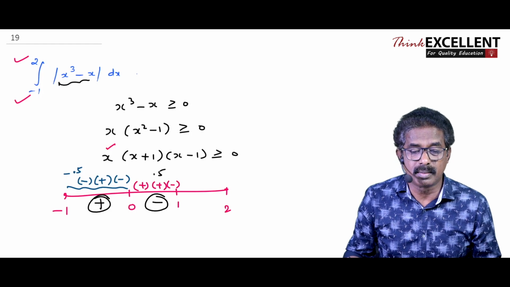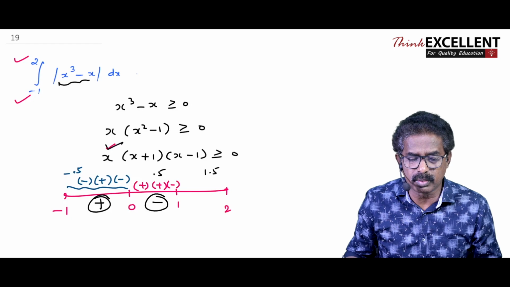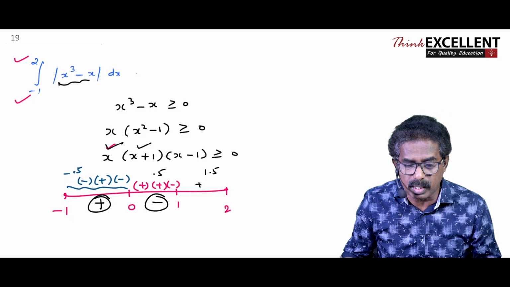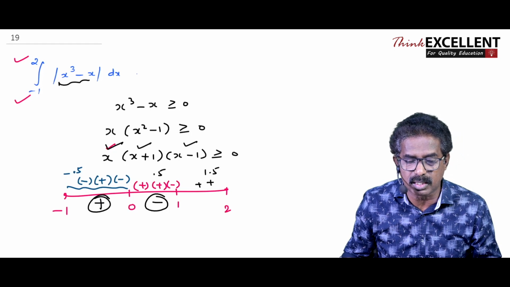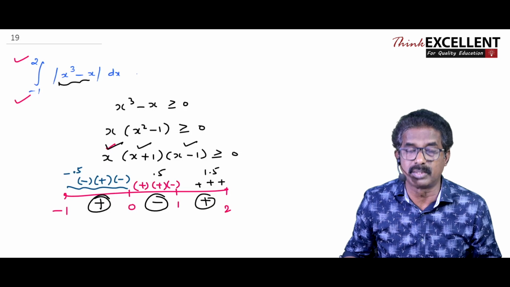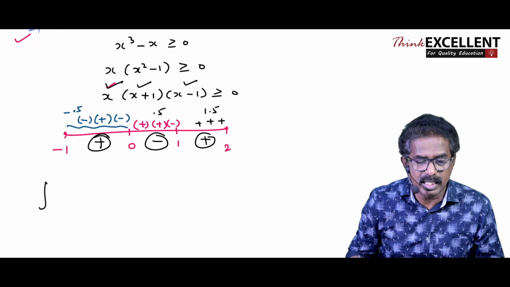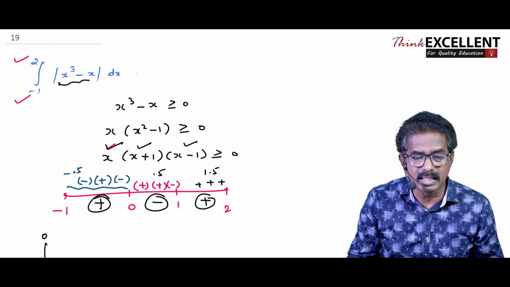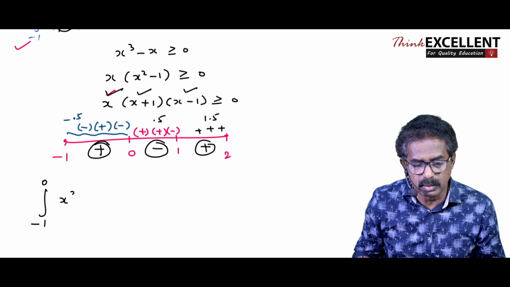Next, after 1, say give 1.5 here. In the first term, 1.5 gives positive. 1.5 plus 1 is positive. The last one, 1.5 minus 1, is also positive, so overall positive. Now we split into 3 integrals. The first integral is minus 1 to 0. Since it is positive here, write the function as it is, x cube minus x dx.